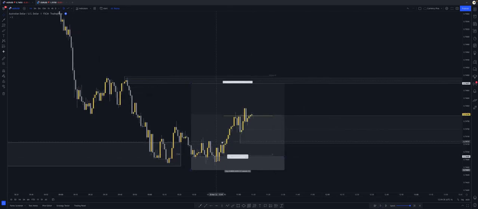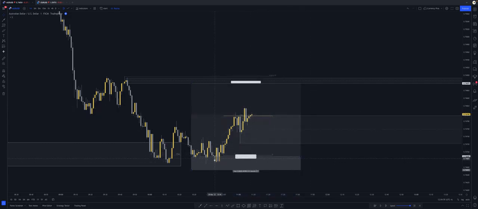Okay, so as you can see, we got another change of character, a very minor one. I wouldn't even really pay attention to that, to be honest. But then we got a break of structure up here. As we can see, price is making higher highs. The indicator created a new zone, but it's obviously a massive zone. It's not something I'd be paying attention to. It was also based on just this minor break of structure with this candle right here. So it's not too significant, not something I would recommend trading off of.